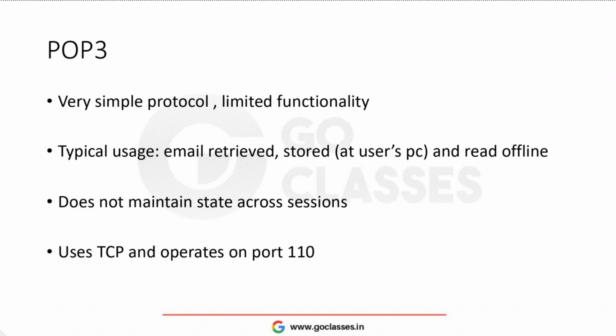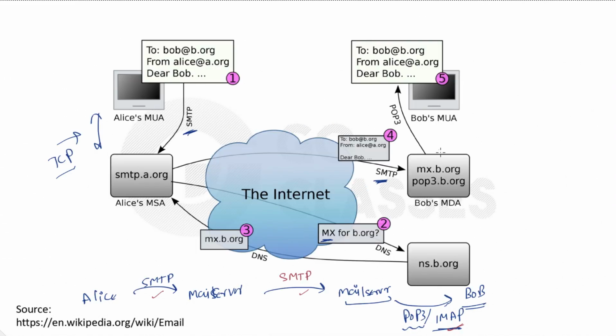POP3 is a very simple protocol and has very limited functionality. The typical use of POP3 is that the email is retrieved and stored at the user's PC. This is very important: POP3 is used for offline reading, which means that when you are getting the mail from this mail server, what does POP3 do?